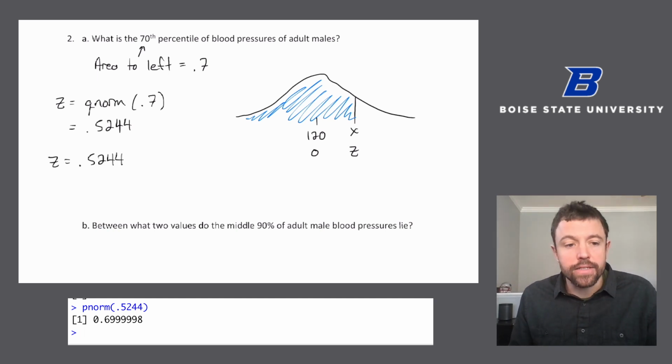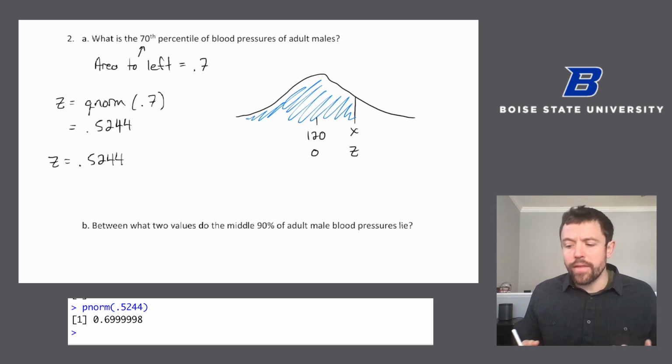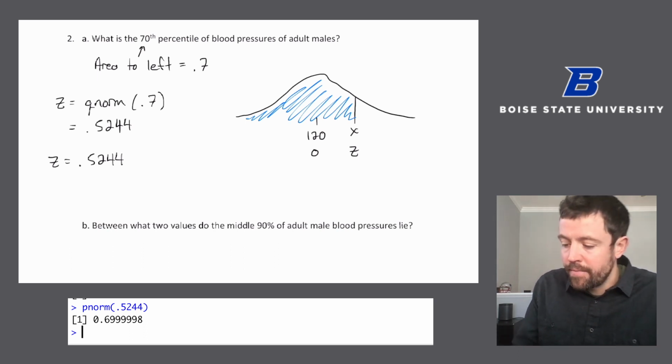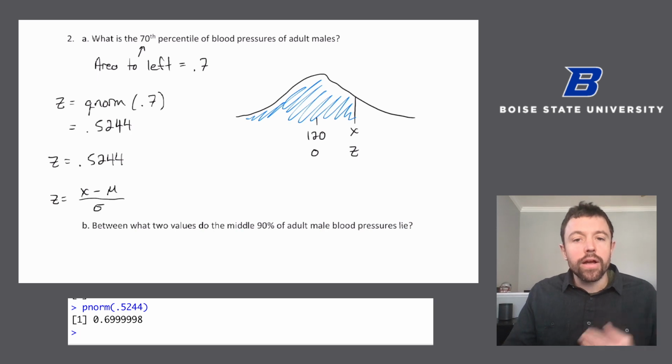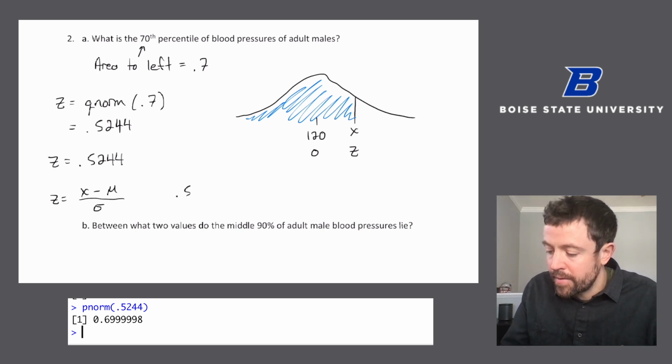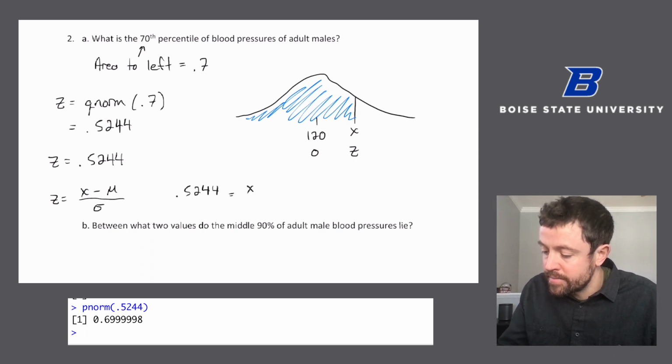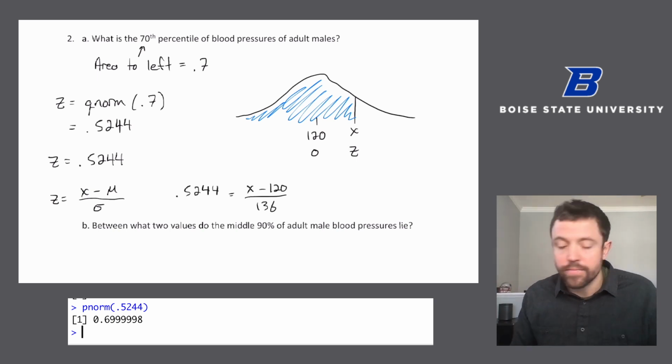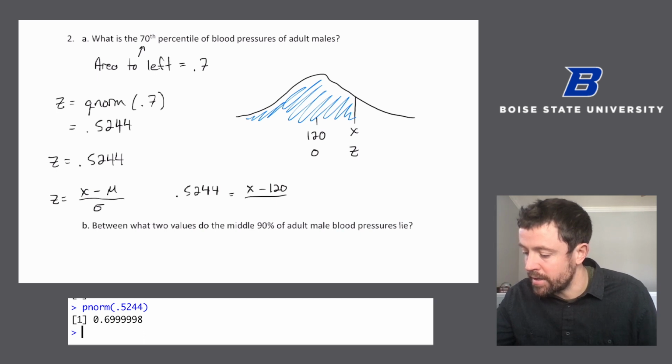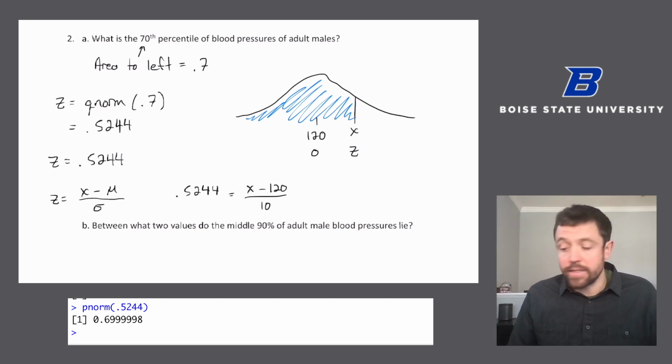Now I have to figure out what this X value is. And to do that, I can use my formula for Z again. Z is always X minus mu over sigma. And I'm going to plug in the things that I know. Well, I know what Z is. It's 0.5244. I don't know what X is, but I know what mu is. Not 136. I don't know where I got that from. And I know what the standard deviation is. It's 10. So I have an equation with one unknown, and so I can solve for it.